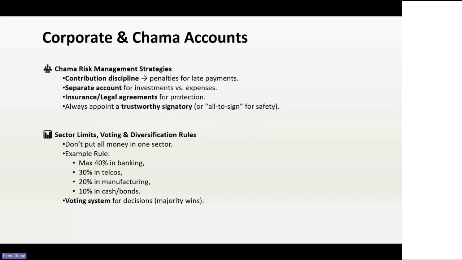Then you have a voting system for decisions where majority wins. But again, when you created Chama, you created it in good faith. So I wouldn't expect, unless somebody is of a different opinion or a religion does not allow them to invest in a certain sector, I don't see why you need a voting system. Because you only need to agree we are buying Safaricom, and this is the reason.